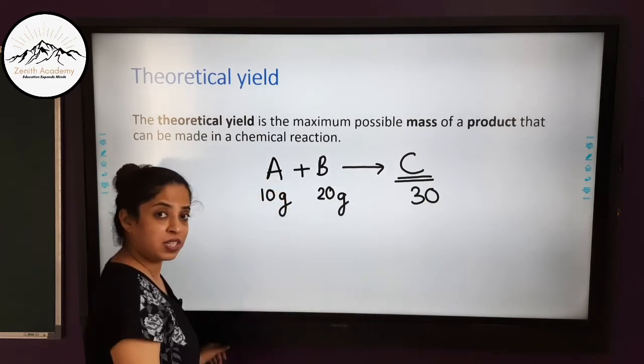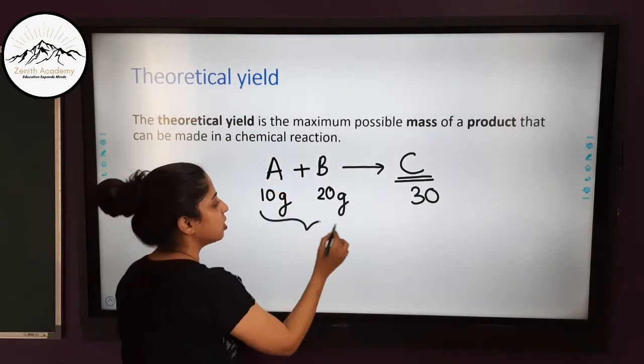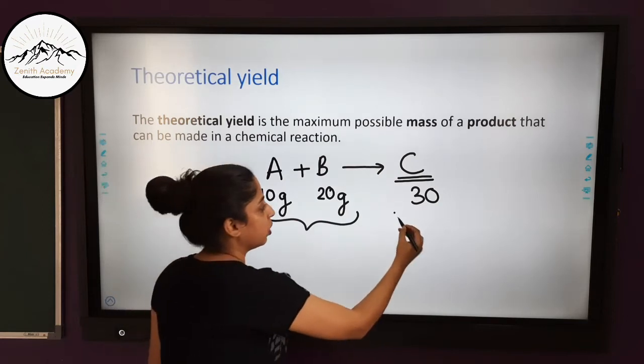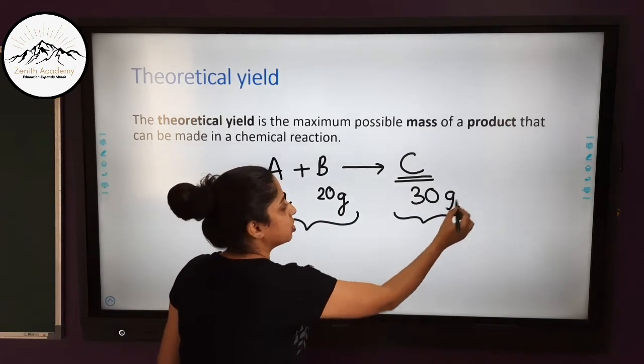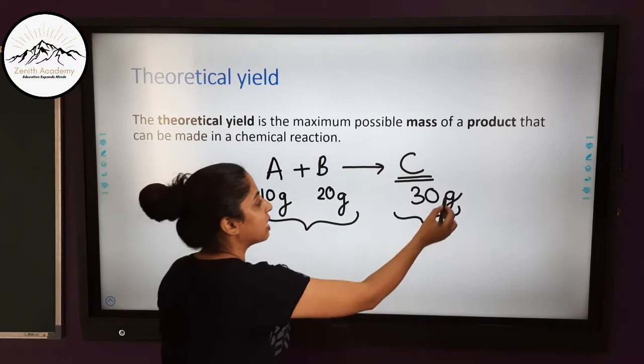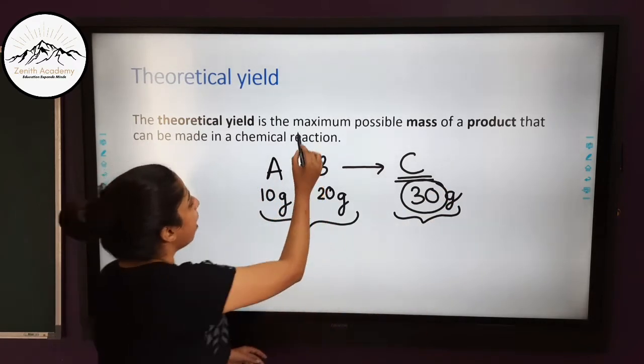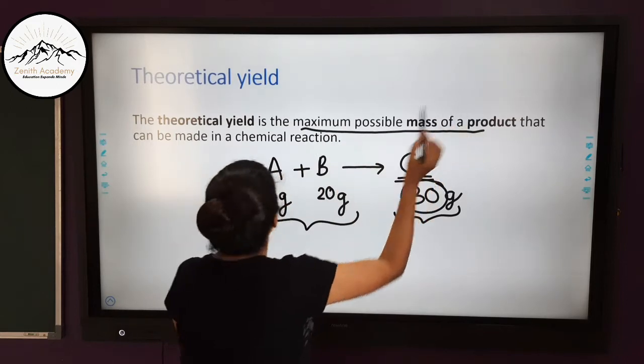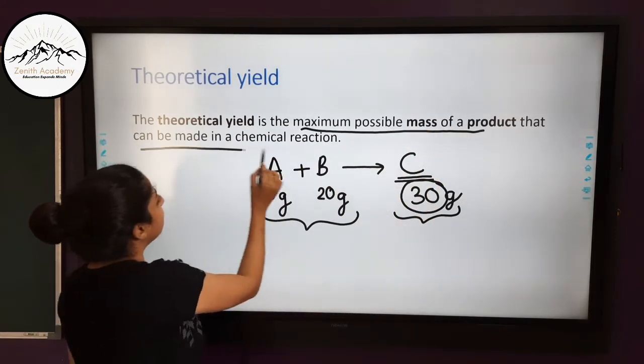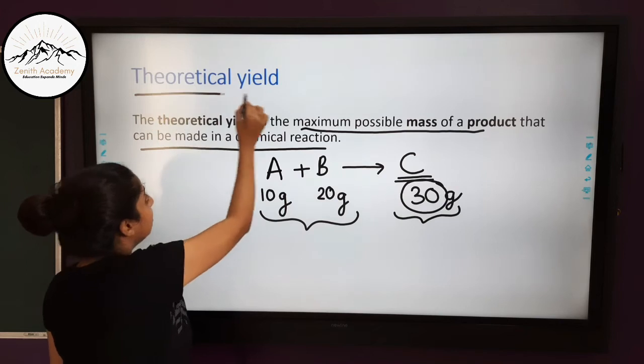According to the law of conservation of mass, the sum of the masses of the reactants should be equal to the sum of the masses of the products. So this maximum mass that can be obtained, so maximum possible mass of the product that can be made in a chemical reaction is known as theoretical yield.